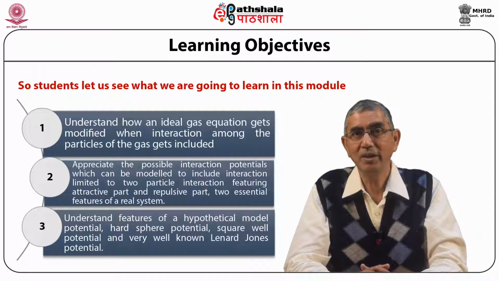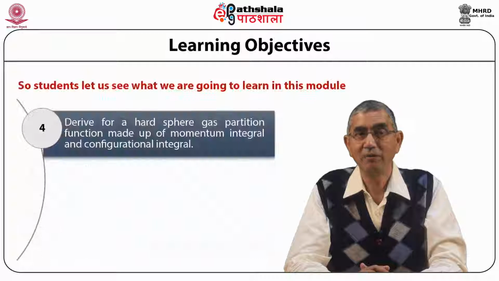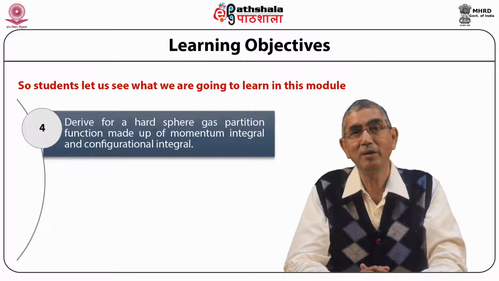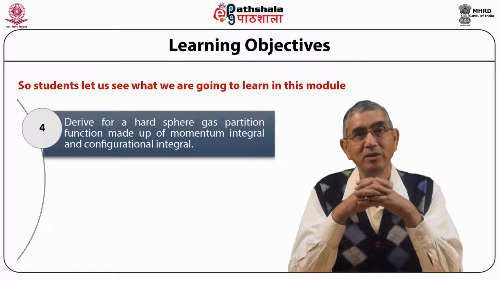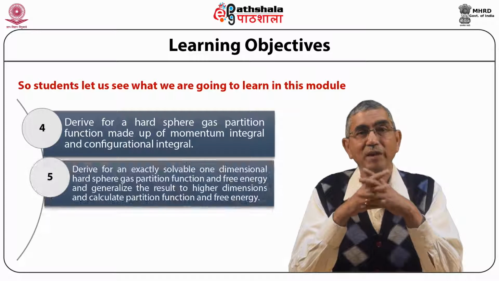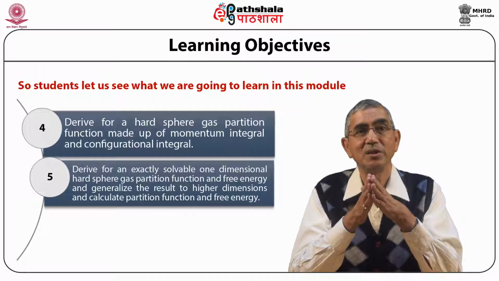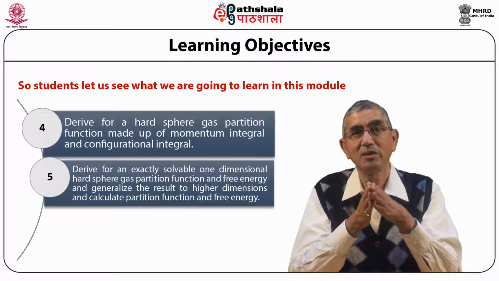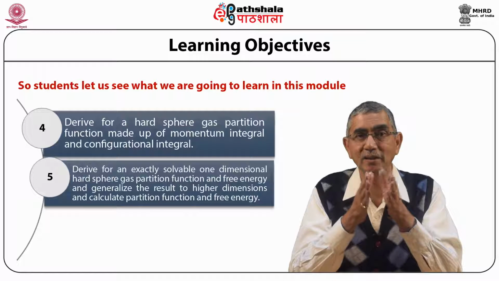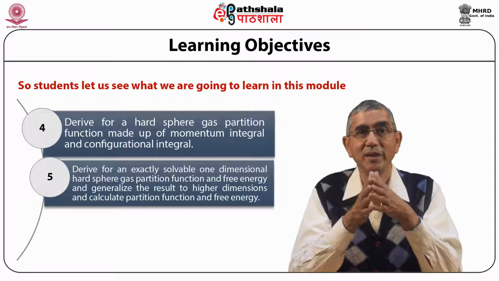We will try to understand features of a hypothetical model potential, Hertzsprung potential, Sckerwell potential, and the very well known Lennard-Jones potential. We will derive for a Hertzsprung gas partition function made up of momentum integral and configurational integral. We will derive for an exactly solvable one-dimensional Hertzsprung gas partition function and free energy, and generalize the result to higher dimensions and calculate partition function and free energy.